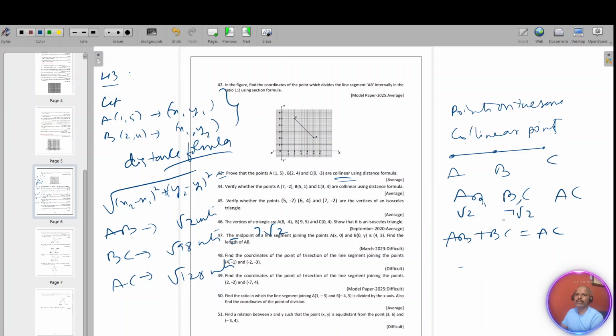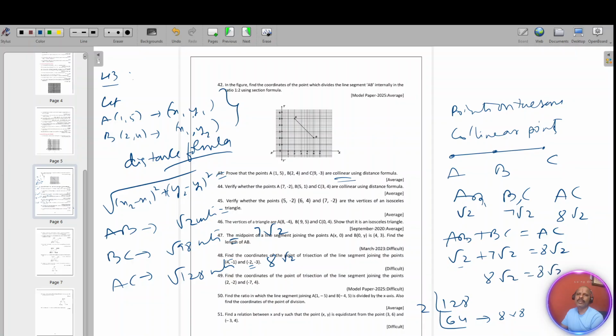This is 128, which means we don't know what perfect square it has. Just check out. 2, 6 ja, 2, 4 ja. This is 8, 8 ja, 64. Means 8 root 2 it is. 8 root 2 units. Don't take the values. So AB is root 2, BC is 7 root 2, equal to 8 root 2. AC, therefore, is 8 root 2, equal to 8 root 2.